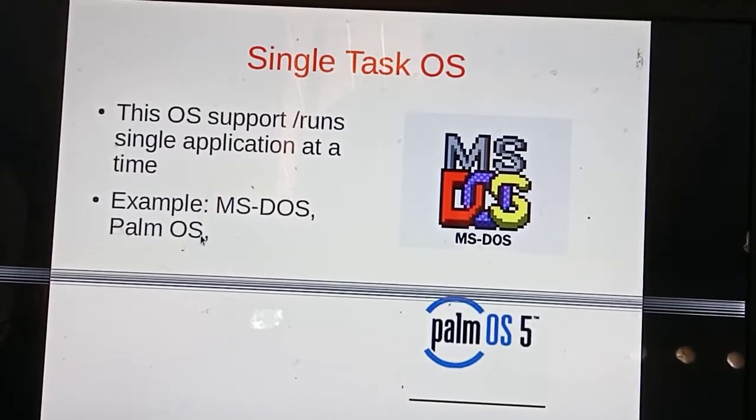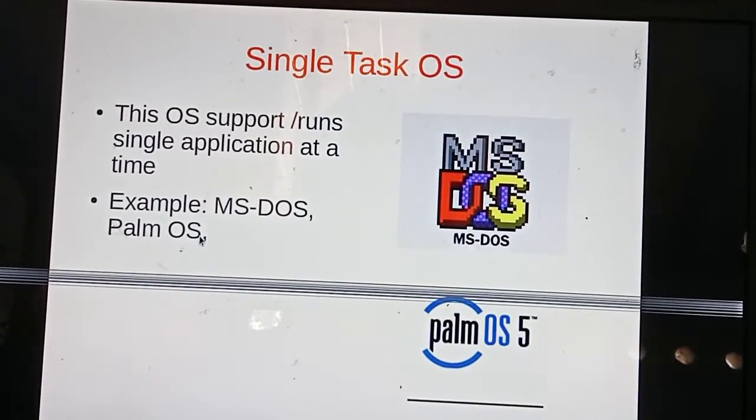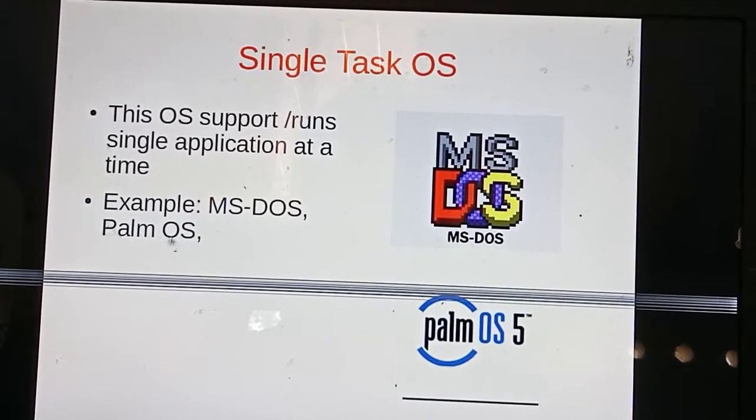This Palm OS operating system was developed for mobile. It is a very old operating system.